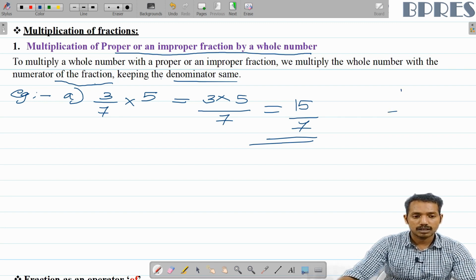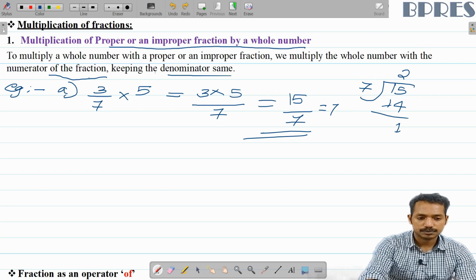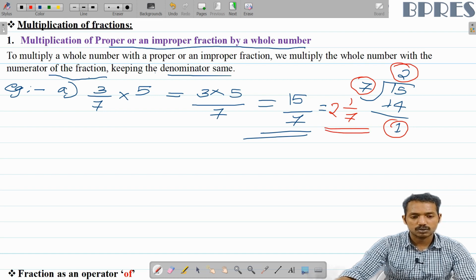For example, 15 by 7. What will we get here? 7 twos are 14 and subtracted, the remainder is 1. So this improper fraction can be expressed as: the quotient will be the whole part, that is 2, and the remainder will be the numerator of the fraction part, and the divisor will be the denominator of the fraction part. So we get 2 1 by 7.